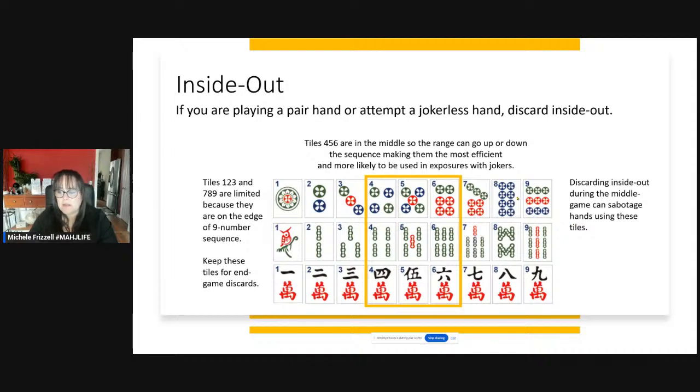All right, discarding inside out can sabotage those efficiency hands like consecutive run, which are all over the card. Well, not all over, but in almost all the categories. There are consecutive runs, not just in the consecutive run category.